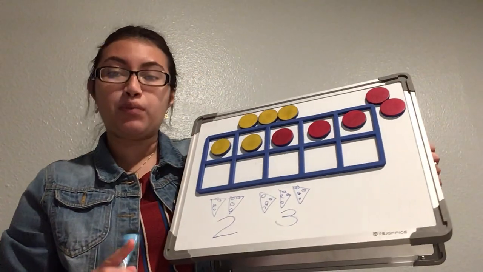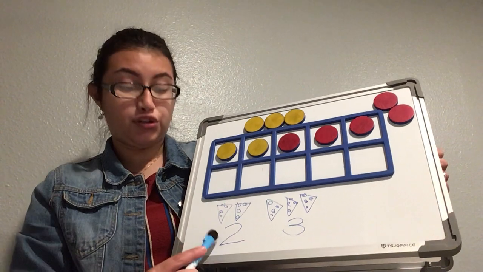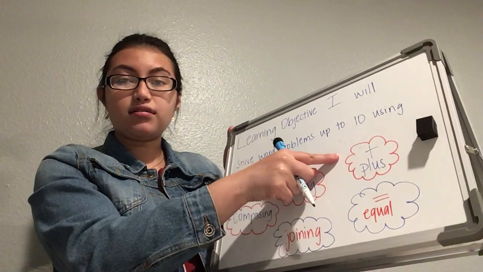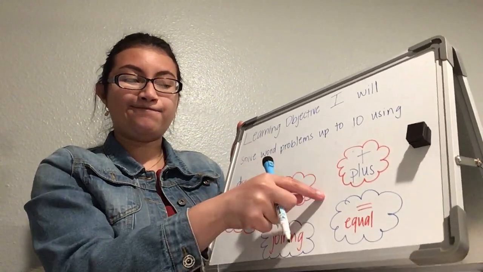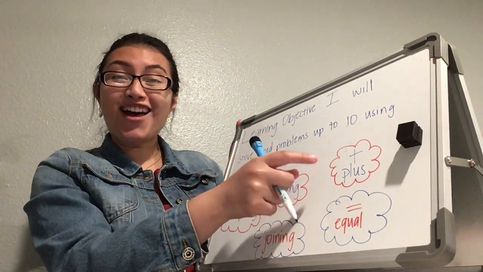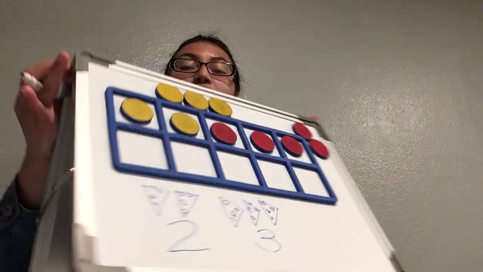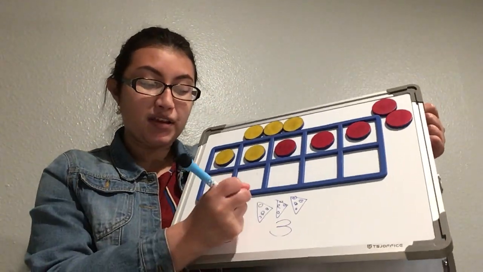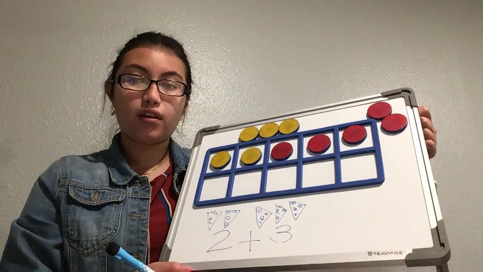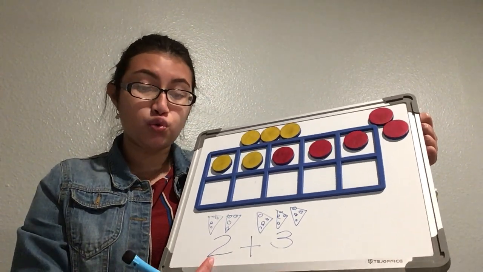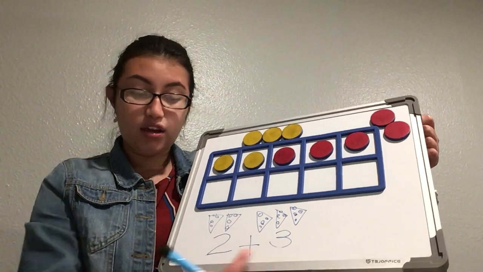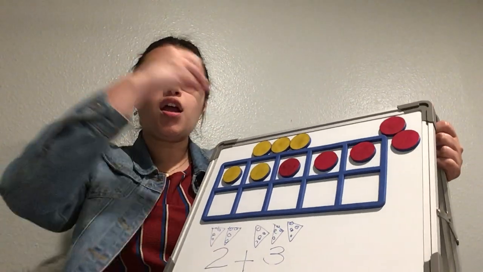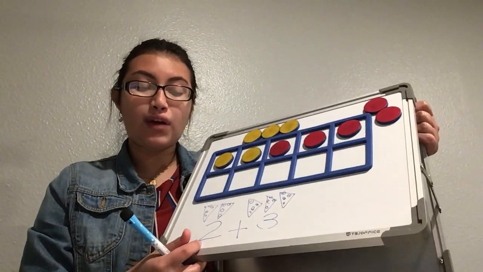What 2 numbers did I join, boys and girls? I joined 2 and 3. And what's the special symbol for joining? Is it plus or is it equals? It's plus. Plus tells me to join. So that means I need to tell 2 and 3, join. I'm going to put the plus sign because that means join. So now I can read it as 2 plus 3. And the plus means what, boys and girls? That I am joining. I'm joining 2 and 3.